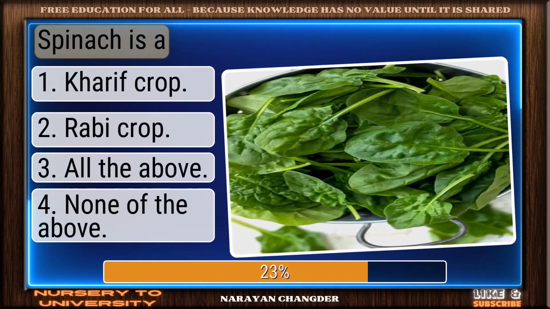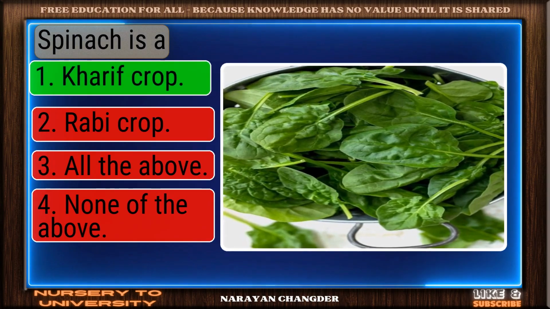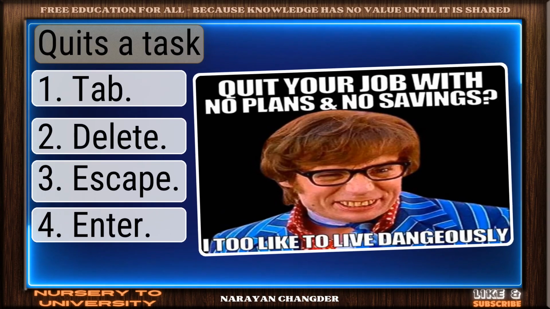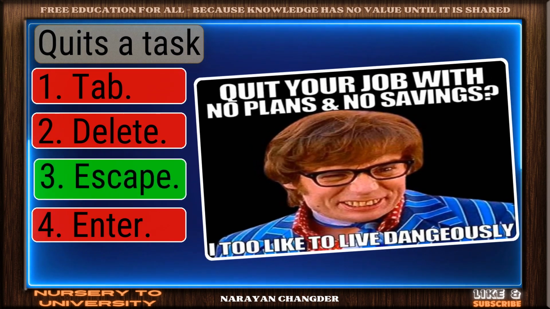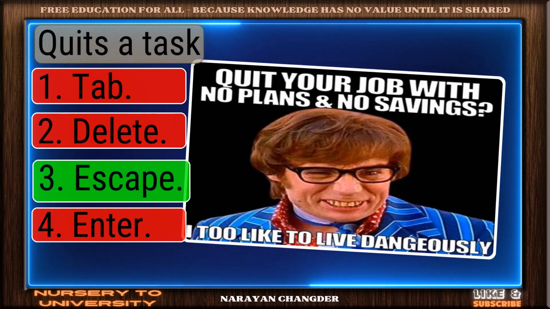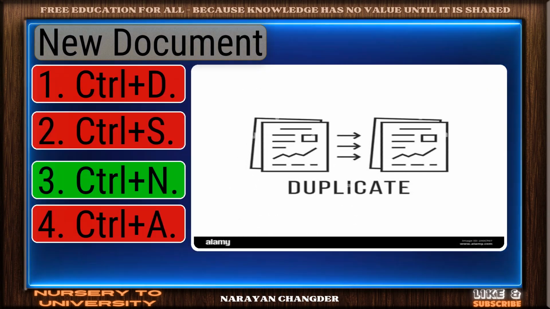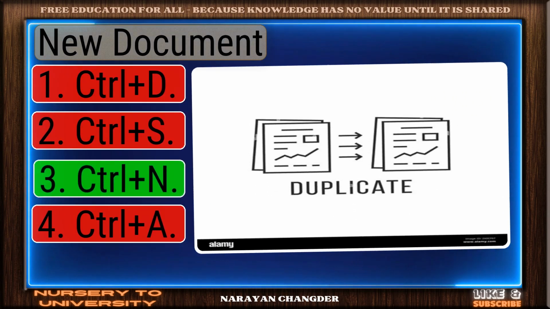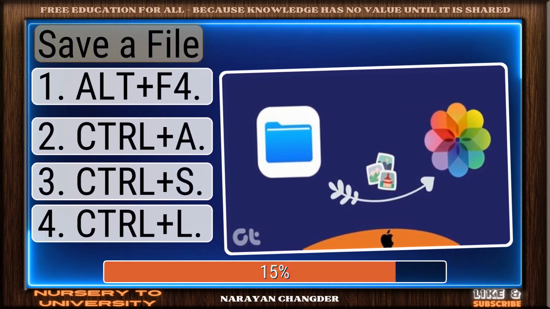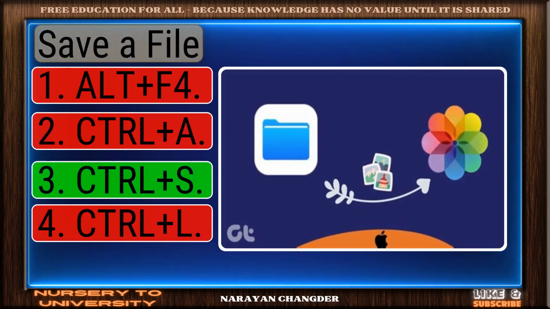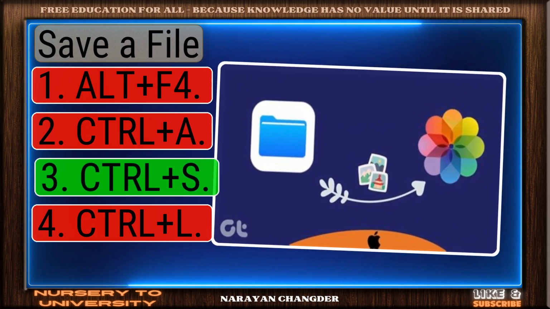Spinach is a. Correct. Kharif crop is the right answer. Quits a task. Perfect. Escape is the correct choice. New document. Clear logic. Your choice Ctrl plus N is sound and 100% true. Save a file. Great thinking. Ctrl plus S is the right choice.